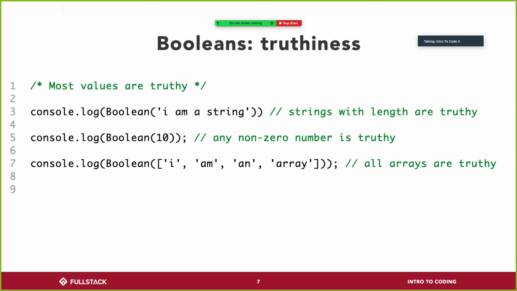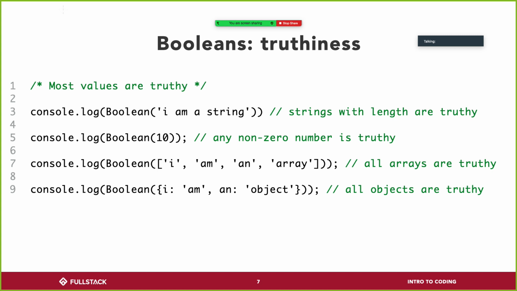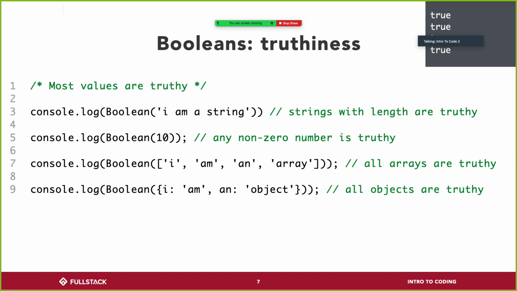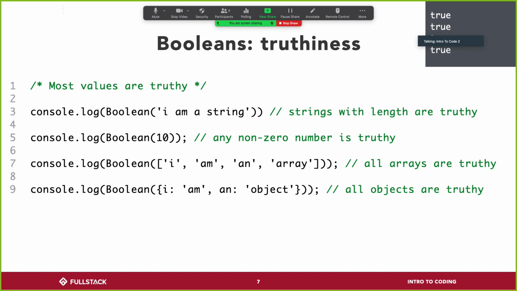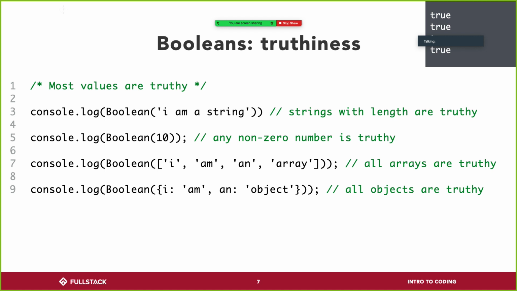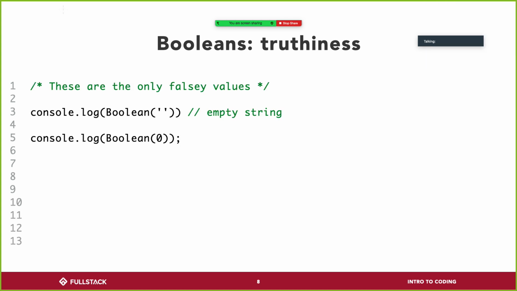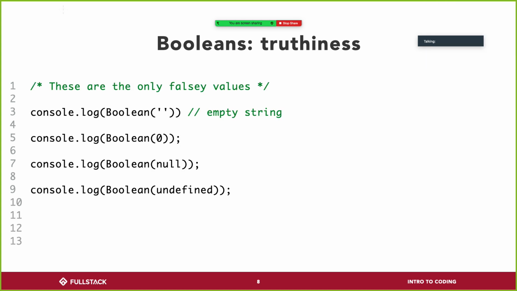So any non-zero number is truthy. Any strings are truthy with any length, so non-empty strings. All arrays are also truthy. All objects are truthy. So these all evaluate to true when we console log them. And as I mentioned before, these are falsy values: empty strings, zero, null, or undefined.